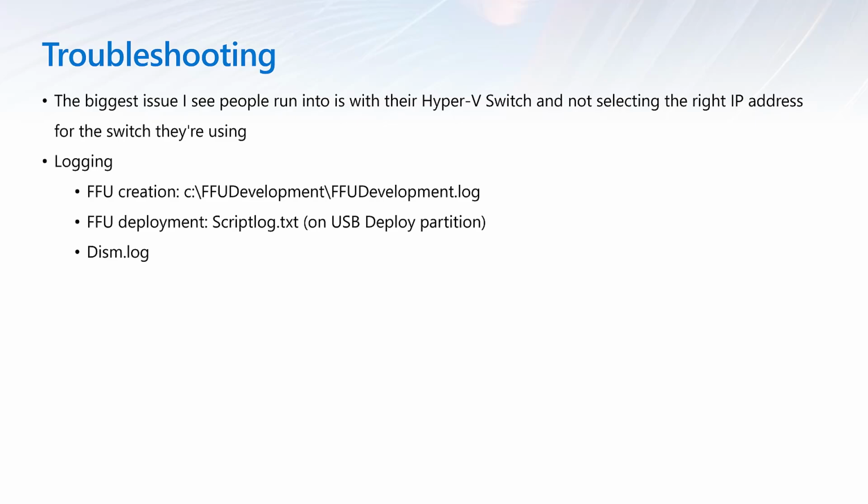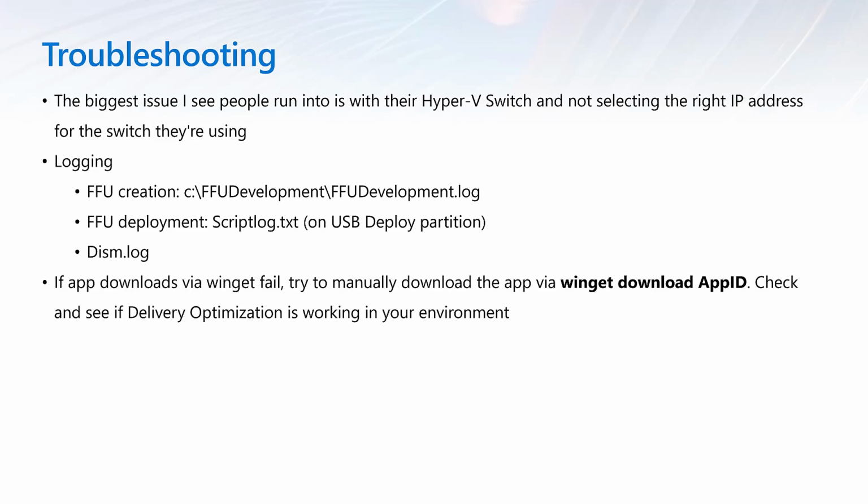Now for logging, we've talked about logging throughout the presentation. When we create the FFU, it's under C:\FFUDevelopment\Logs. For the deployment of the FFU, it's under scriptlog.txt, and that's on your USB deploy partition. And the DISM log is dism.log, as you know. So that will be copied over in a variety of different places, depending on which stage you're in deployment. That primarily helps me and you take a look at what potentially went wrong when deployment perhaps failed.